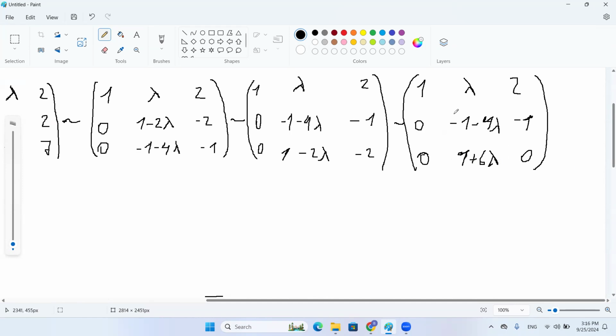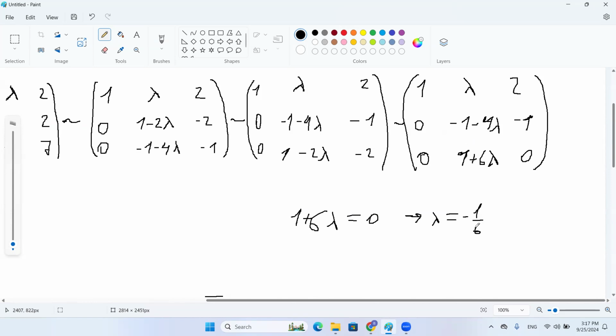So I need to achieve that. So I need to check if the rank of the matrix is less than 3, and it is less than 3 when 1 plus 6 lambda equals 0. So we have to achieve zeros in the third row, and it means that lambda is equal to -1/6. Yeah, you have a question?